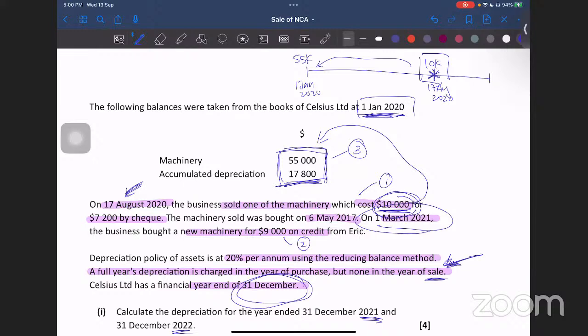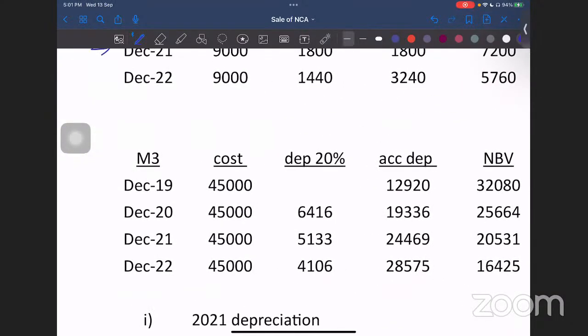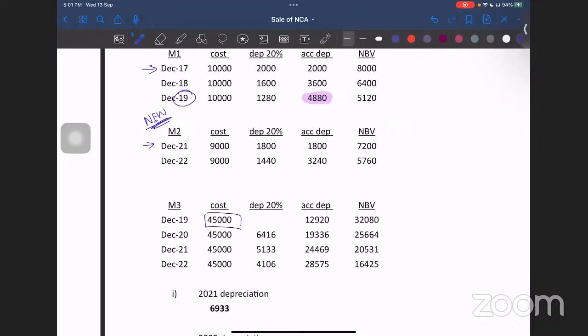Again, I sold on 17 August. This is August that I sold, but the figures here are showing me for Jan. So as of Jan, the 10K that I sold is still sitting inside here. Therefore, I need to minus it out. So to find my existing one, I will take 55,000 minus 10K. That's why here it is 45.